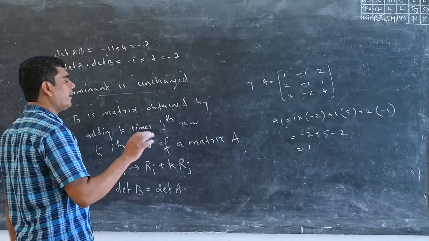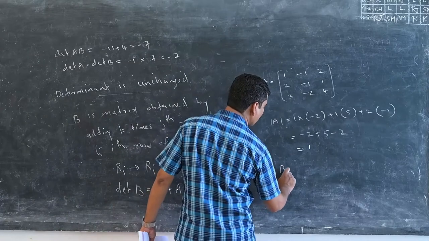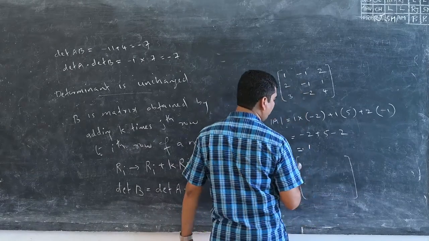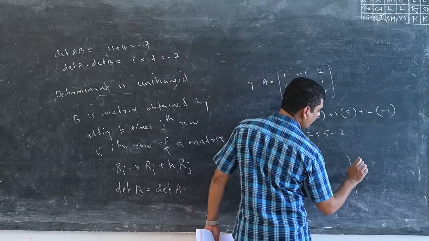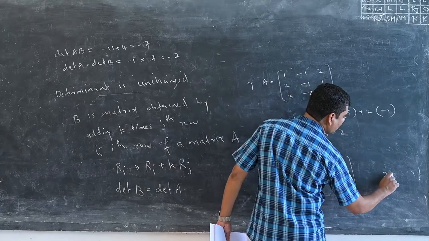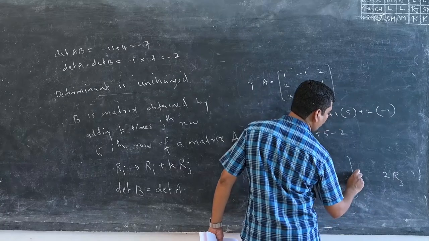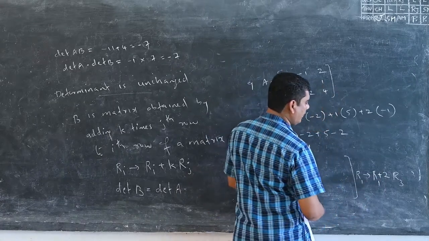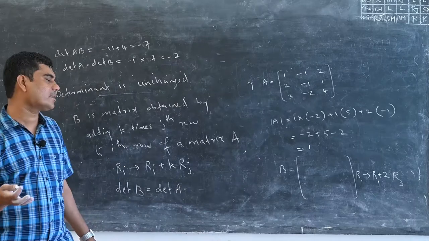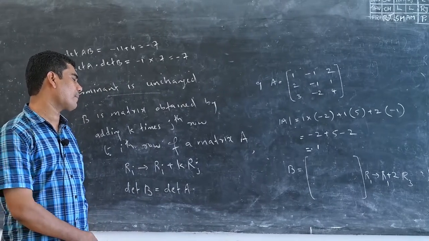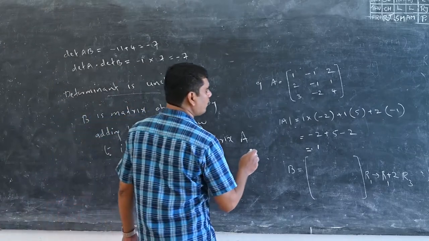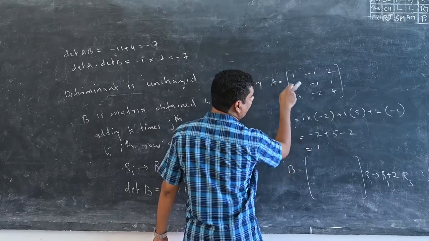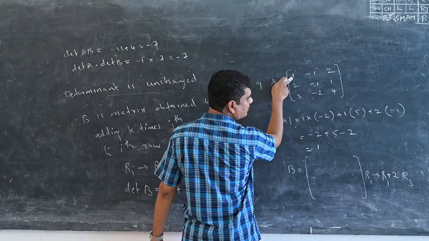Now suppose B is the matrix obtained from A by adding 2 times third row to first row. We add 2 times third row to the first row. R1 goes into R1 plus 2 R3. So the new matrix B is this: first row goes into first row plus 2 times third row.